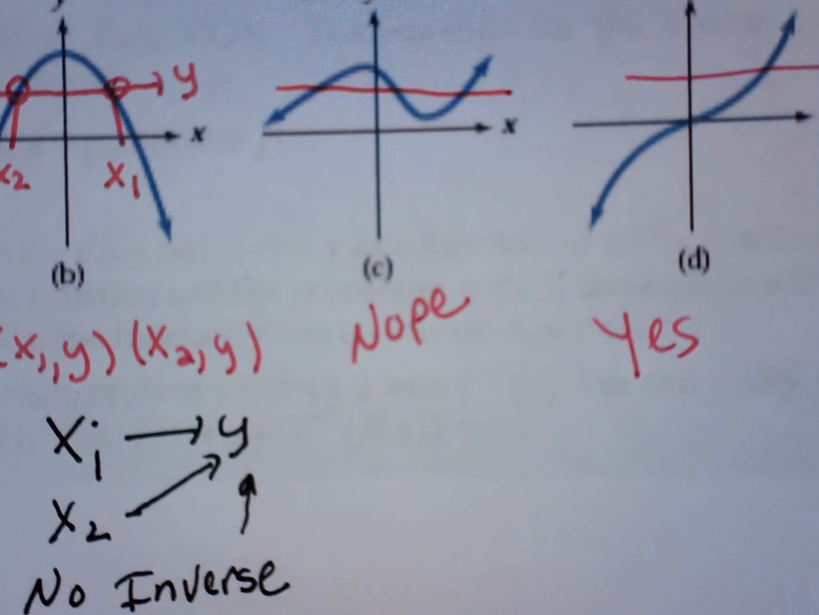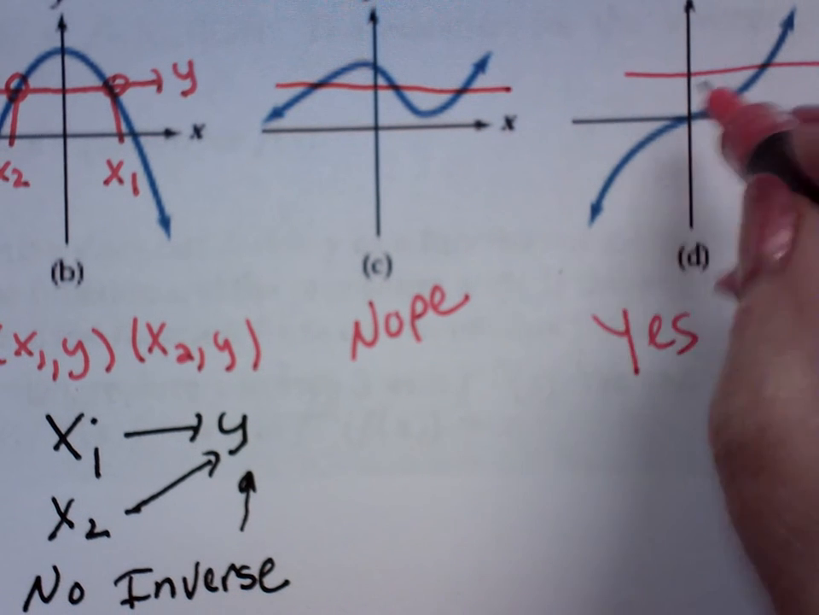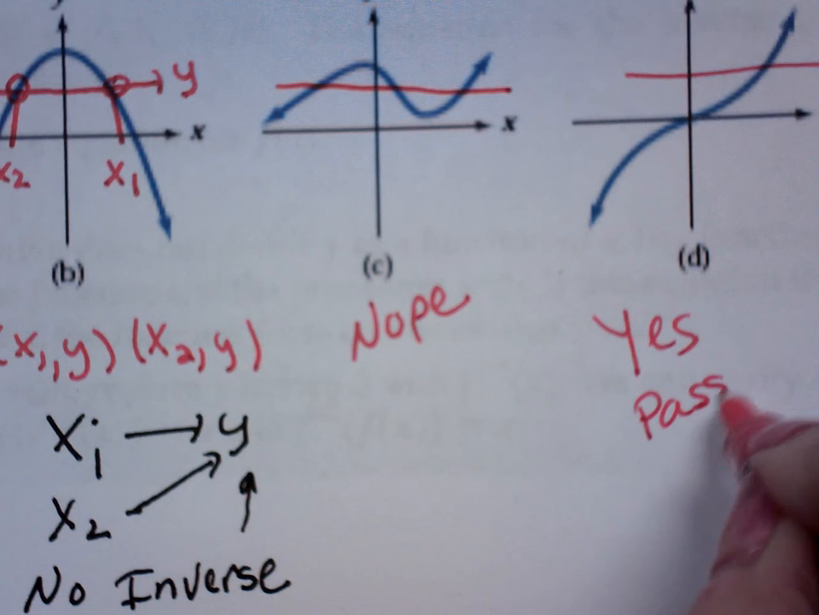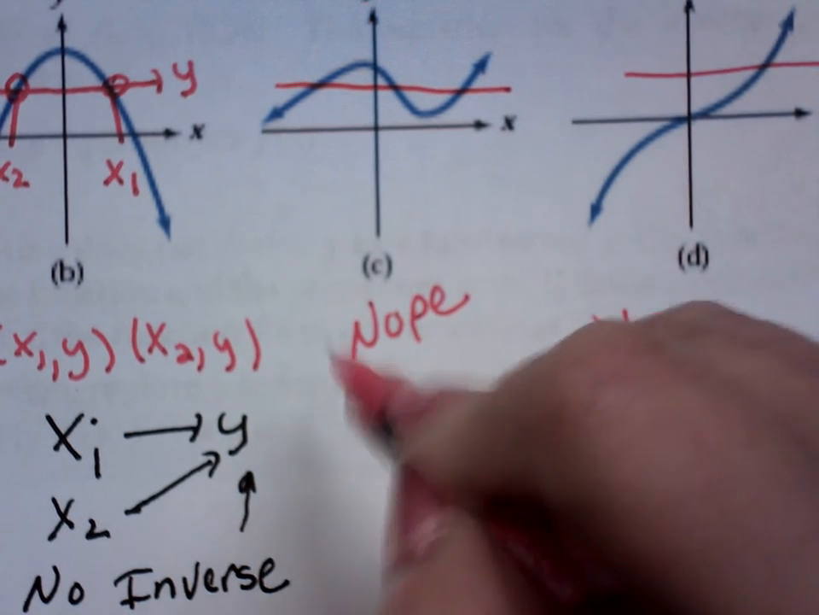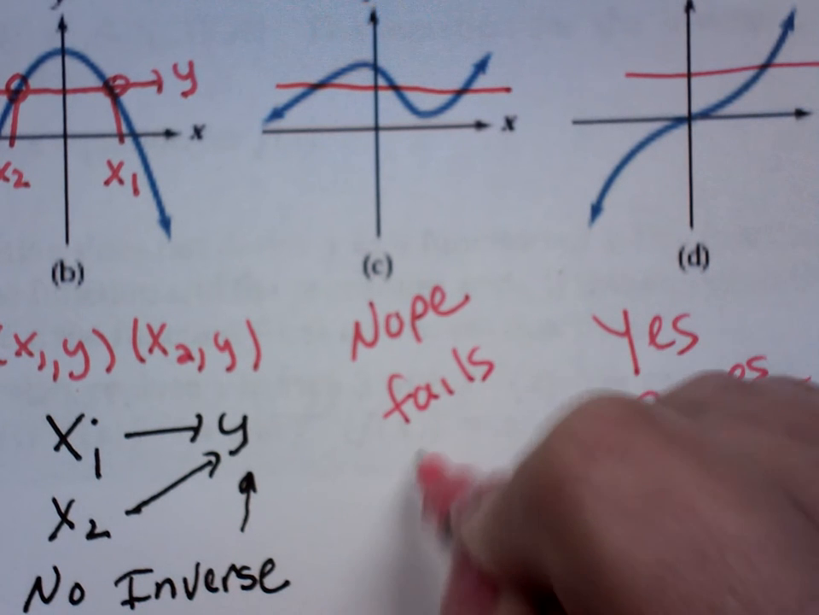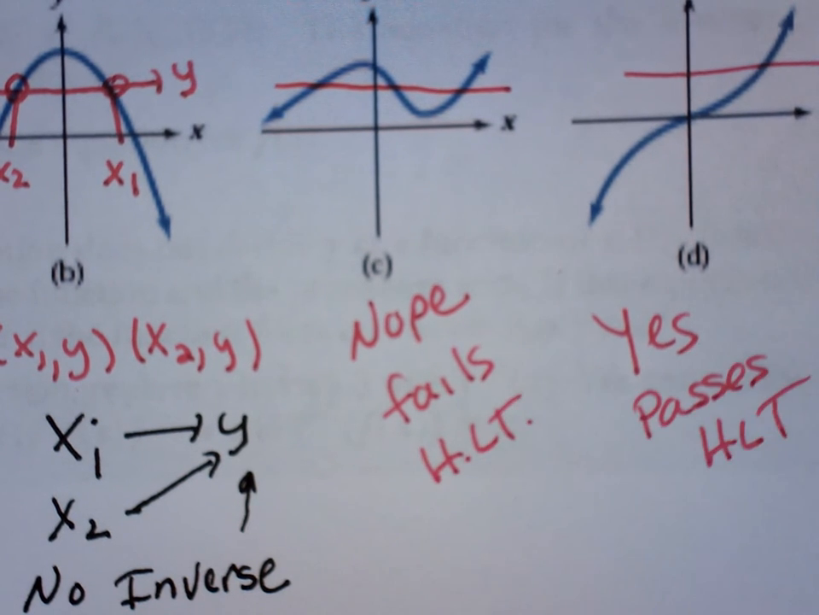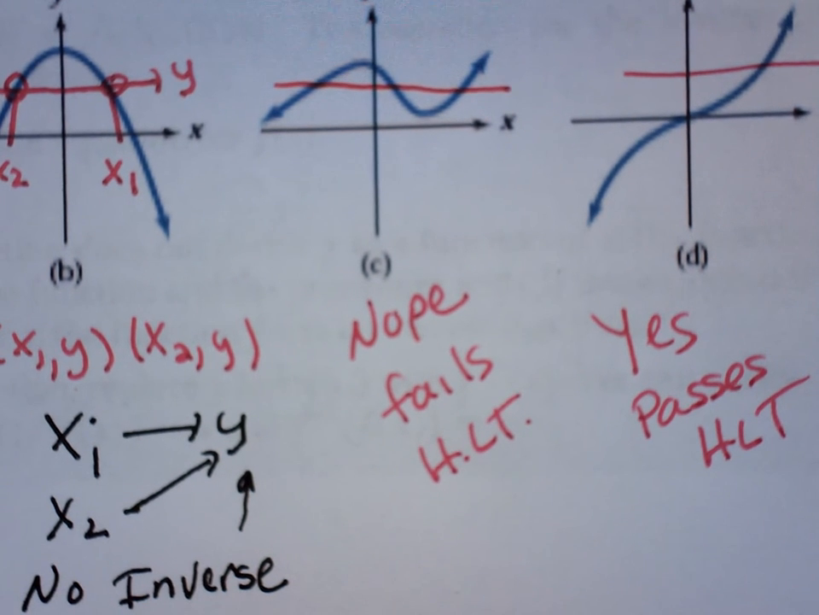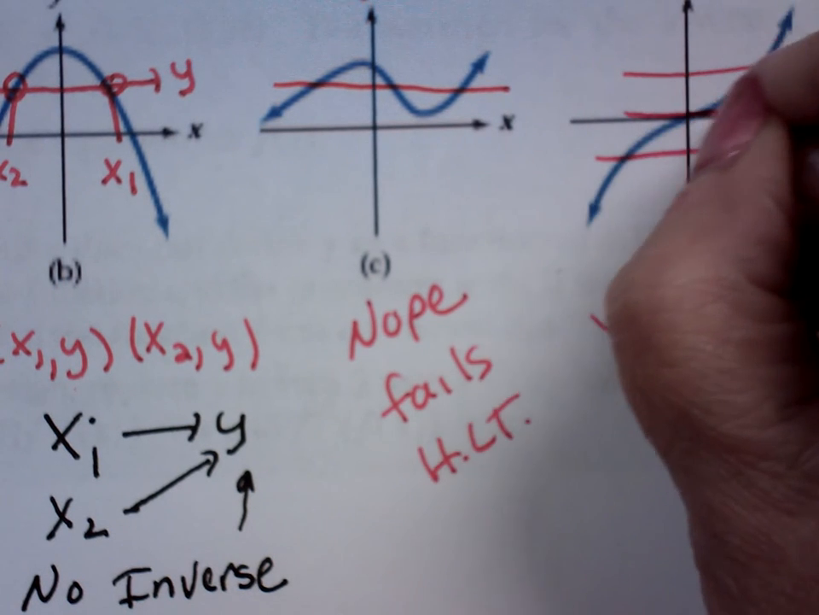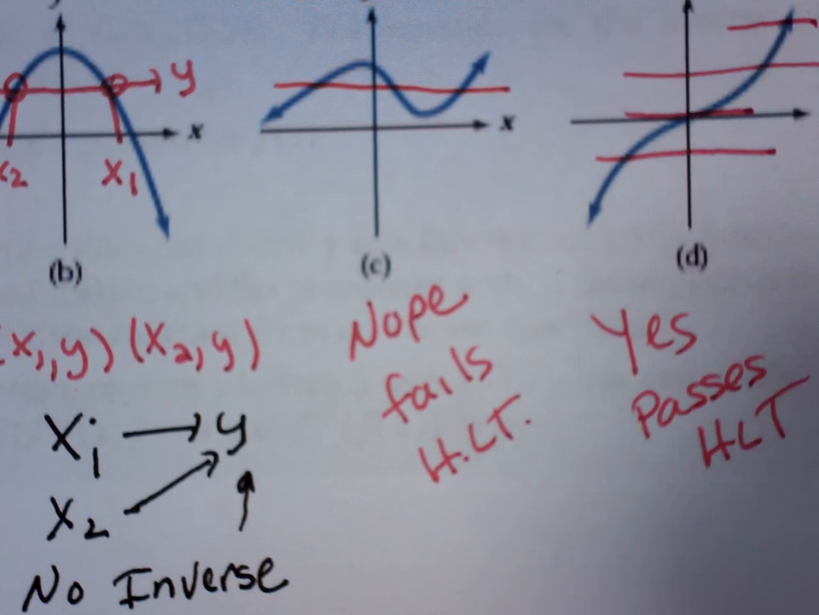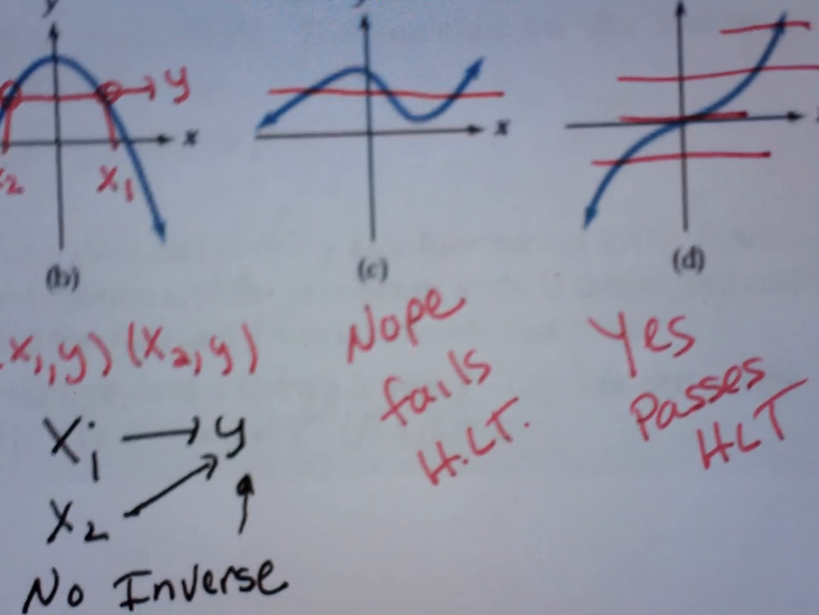Passes the horizontal line test. This guy fails the horizontal line test. Well, but see, if any place I draw a line, does it intersect in more than one place? So that says I pick a y value, it only has one x value.